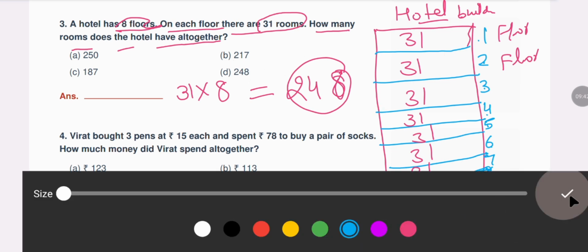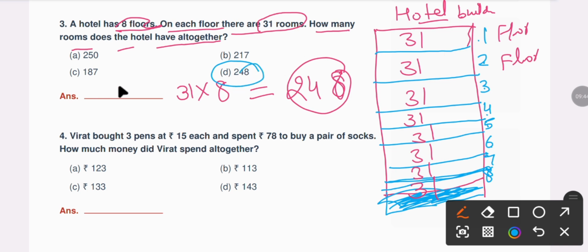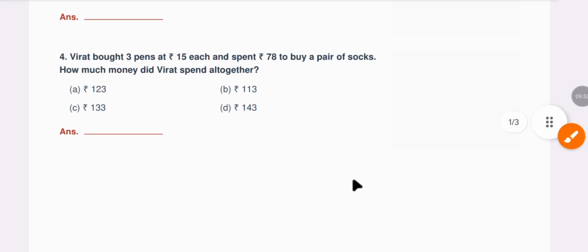248. Now this D option is right. D option is right, 248. Go through to next question.